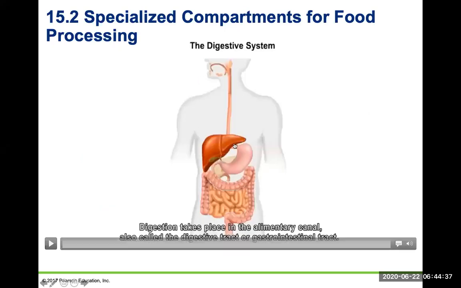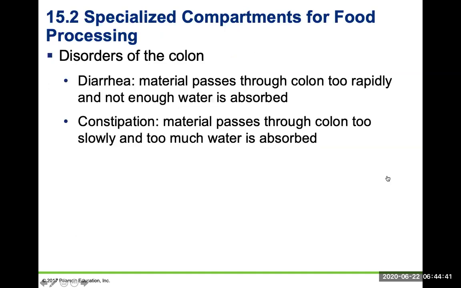So overall, this is a great video on the digestive system that I'd encourage you to watch. Disorders of the colon, I'm sure we're all familiar with these two. Diarrhea is when material passes through the colon too quickly, so not enough water gets absorbed. And constipation is when the material passes through too slowly and too much water gets absorbed.